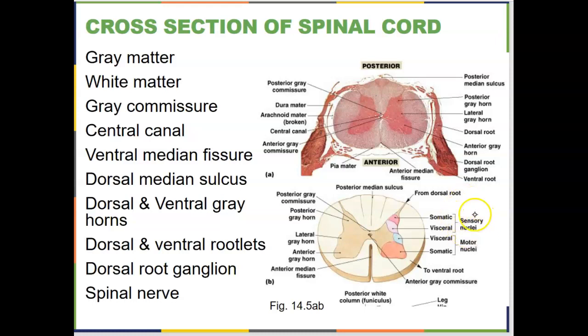So that's our sensory nuclei. The motor nuclei are all going out the ventral root or the anterior horn. Okay, so here's your anterior gray horn, hence it connects to the ventral root. Ventral, anterior, same thing.